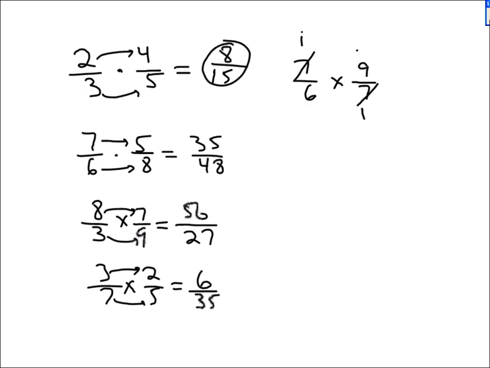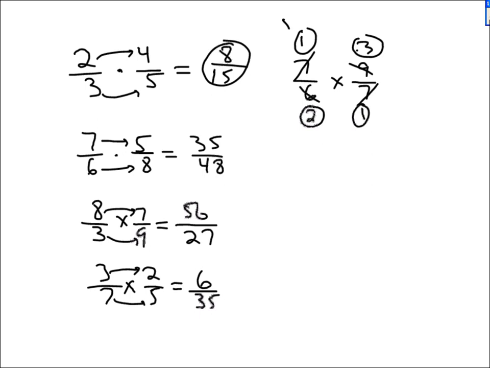3 goes into both of these numbers. You need to know your 3 times table. 3 goes into 6 2 times, and 3 goes into 3 one time. With respect to the remaining top numbers and the remaining bottom numbers, is there a number other than 1 that goes into a top number and a bottom number?